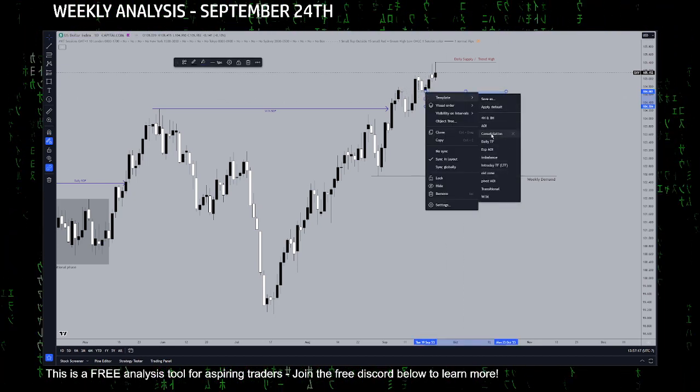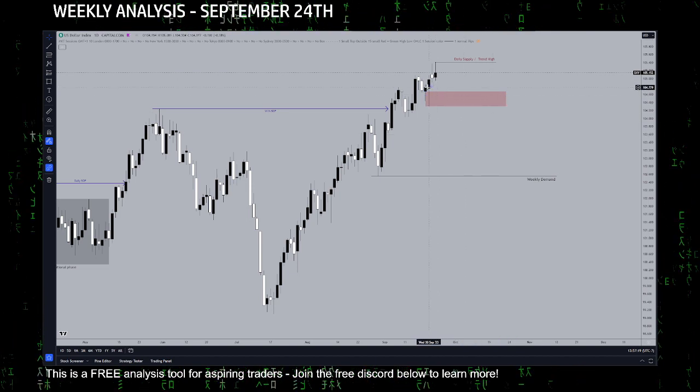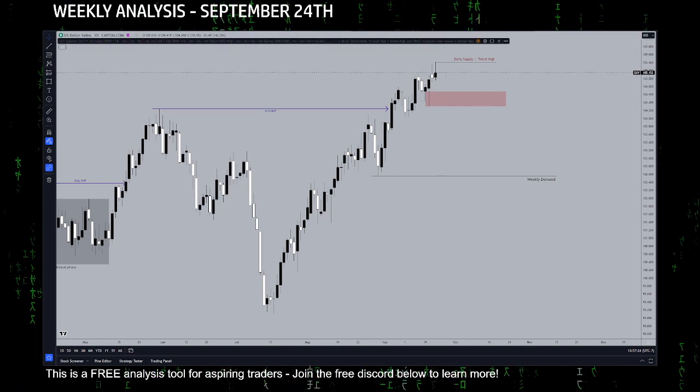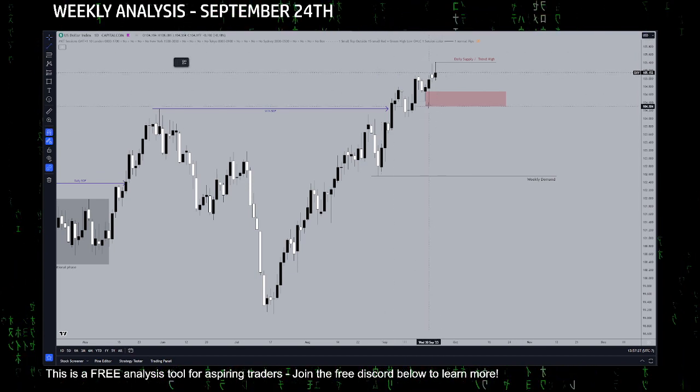We can go into a smaller time frame and tighten that up a little bit because it's going to be a really big zone as we get to that. But as of right now, just mark out these two levels.